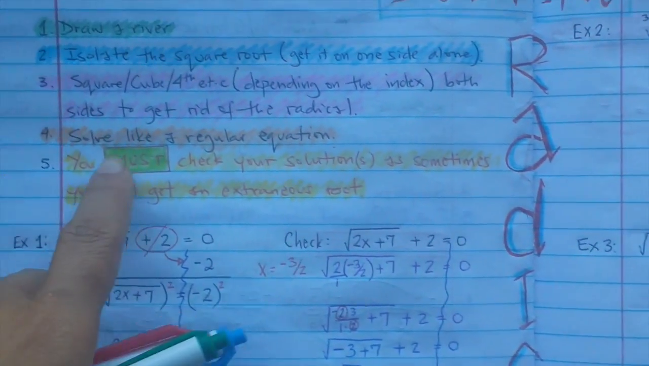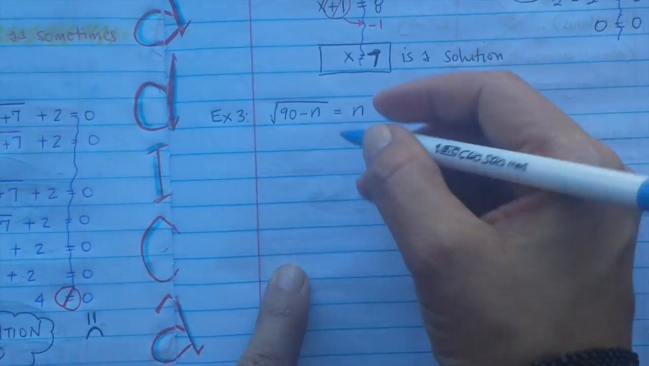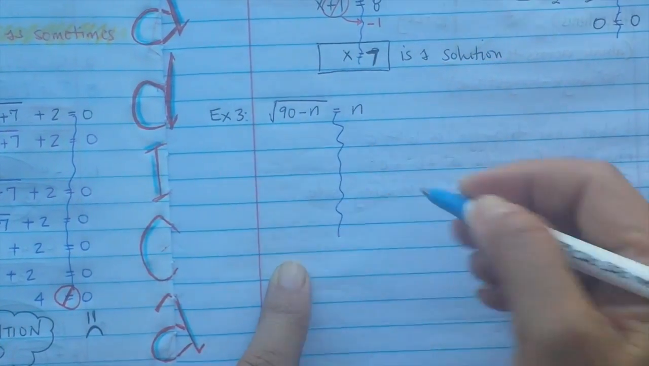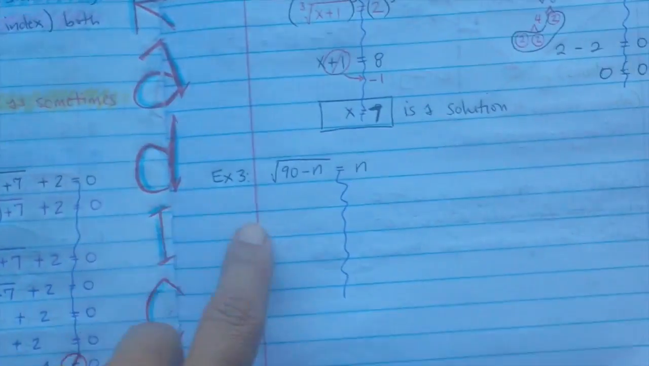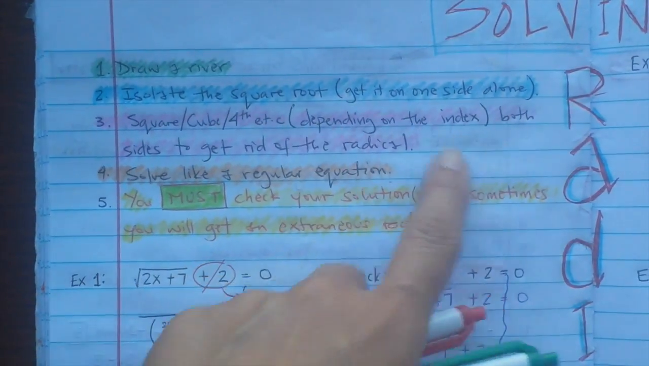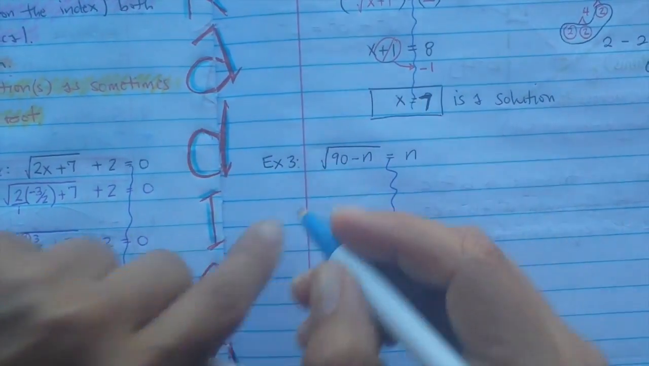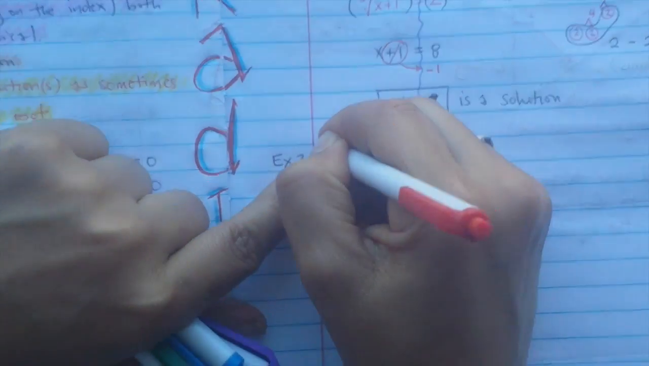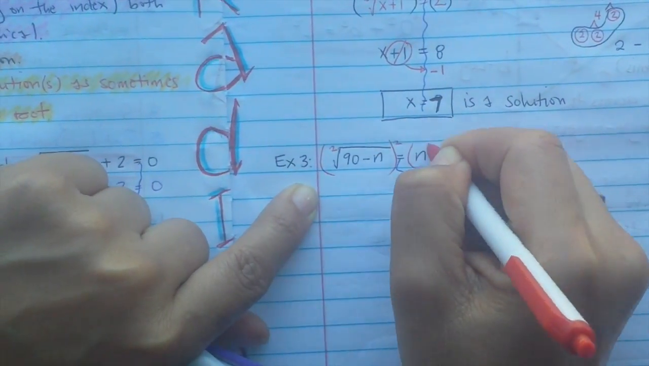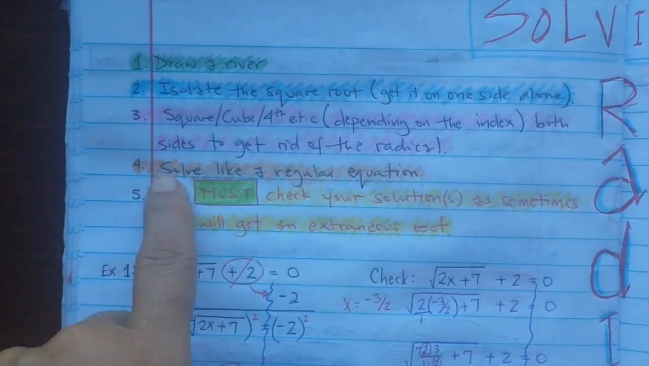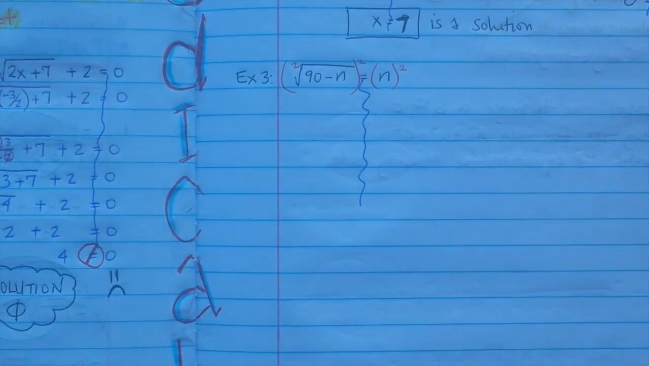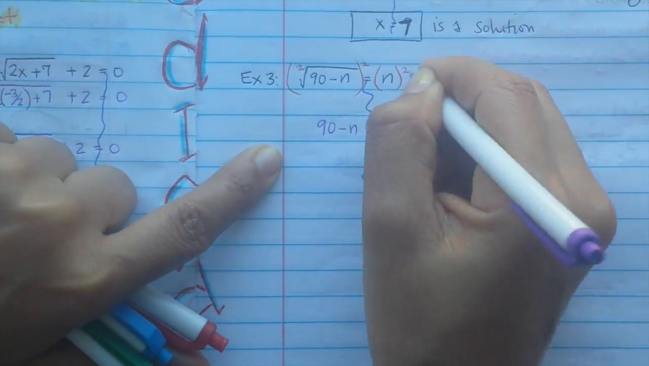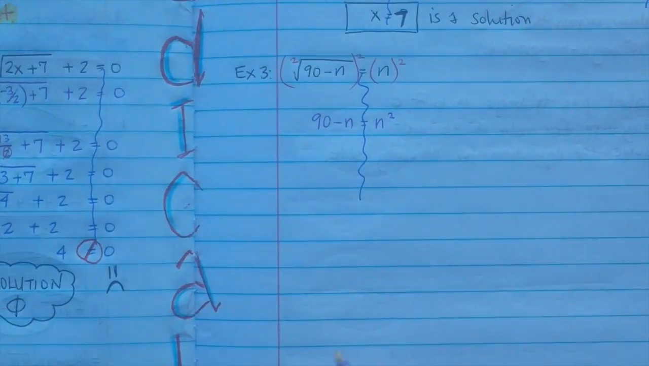Alright, so again, the very first thing you're going to do is draw a river. Then it says isolate the radical by itself. It's already by itself. Okay, so we're going to get rid of it by doing whatever the index, which is 2. So we're going to square both sides. So the square root of the square is going to cancel out. So it's going to be 9 minus n equals n squared. And then solve like a regular equation.